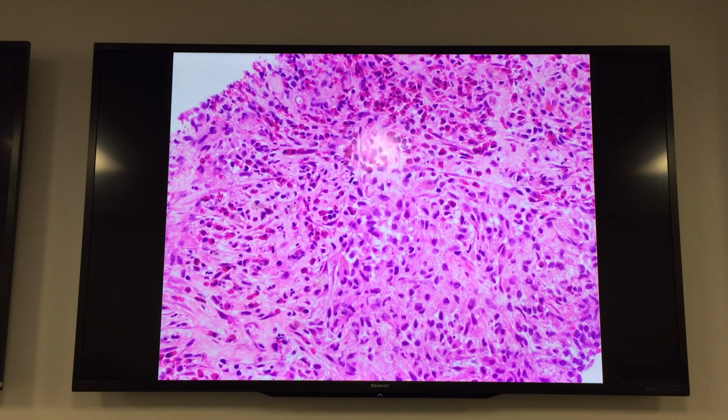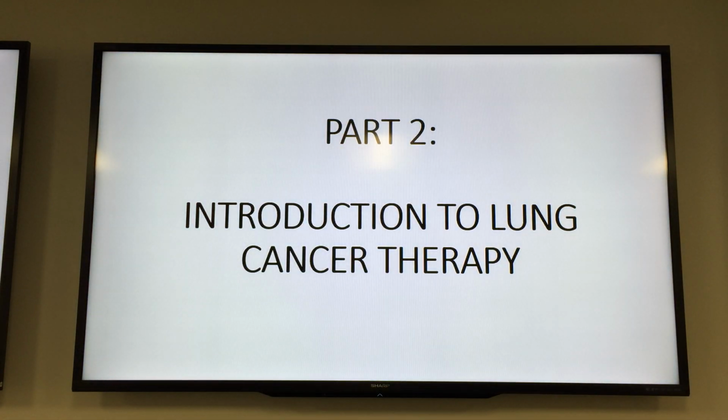Great news for the patient because it's not malignant. They stop smoking and they can be cured of this lesion. Alright, let's switch gears and talk about lung cancer.